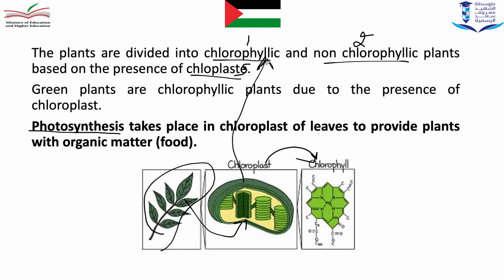Only chlorophyllic plants have chloroplasts, and the chloroplasts are very important because they carry out photosynthesis. They are the structures where photosynthesis takes place, and where manufacturing of organic materials takes place. So this was about chlorophyllic plants. You have to know what a chlorophyllic plant is. You have to know the role of chloroplasts and where they are located. They are located only in leaves. What is their function? Their function is to carry out photosynthesis.